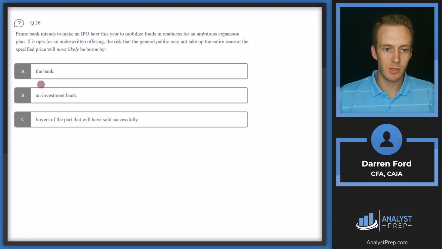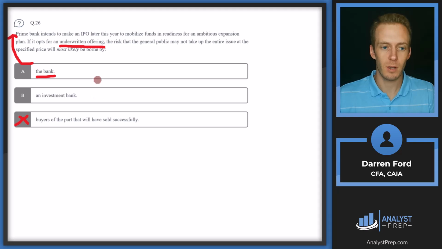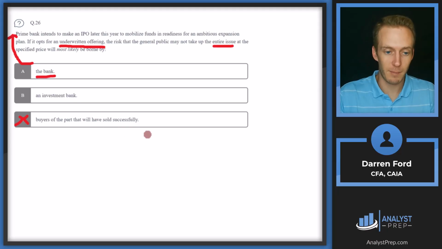Looking at these three answers, the bank is referring to the company going public, and the investment bank would be who's underwriting the offer, if opting for an underwritten offer. Looking at C, buyers of the part that will have sold successfully, this is incorrect. The buyers that have bought into the IPO are not responsible for the entire issue. They're only responsible for the price of the shares they've bought into. So we can rule that out right away.